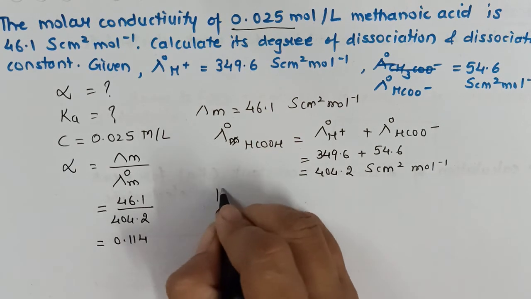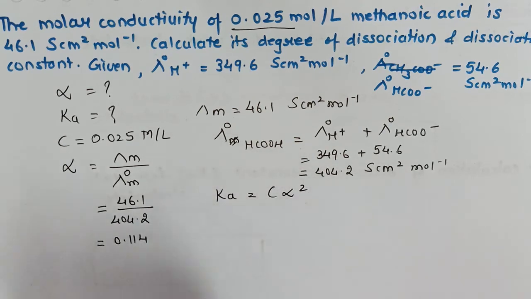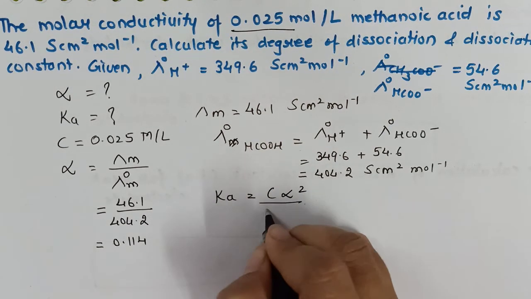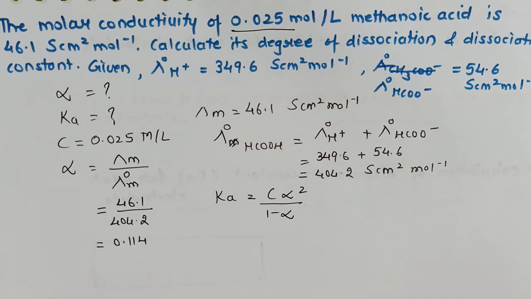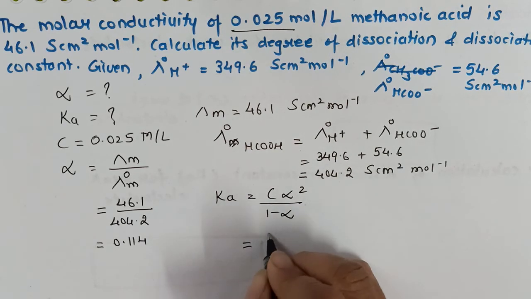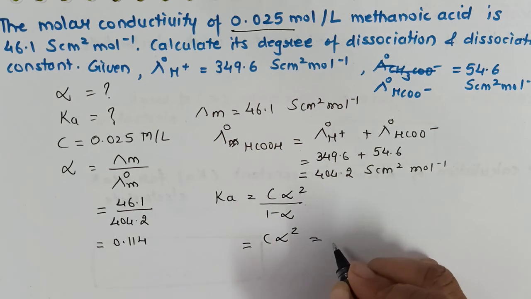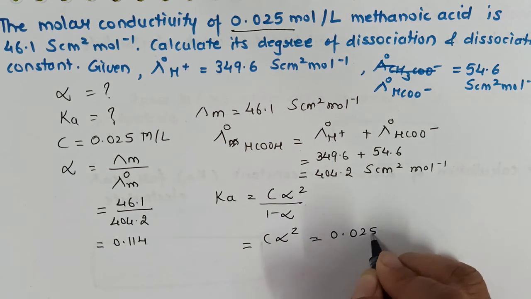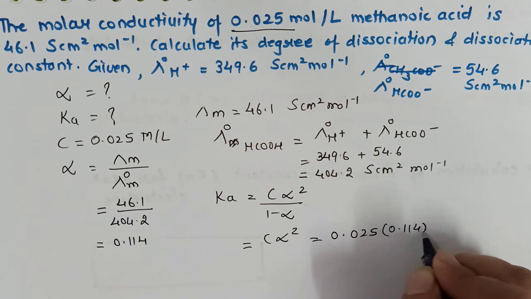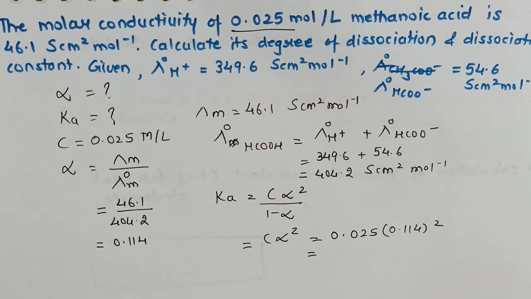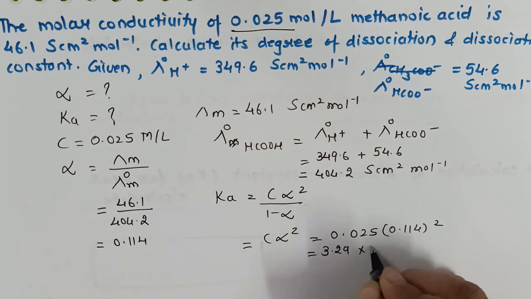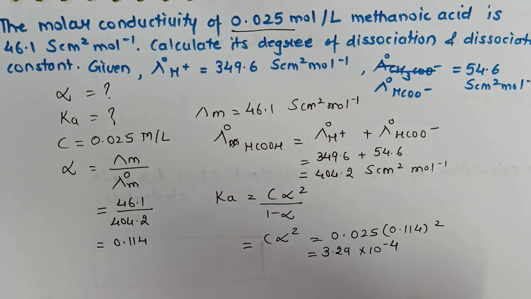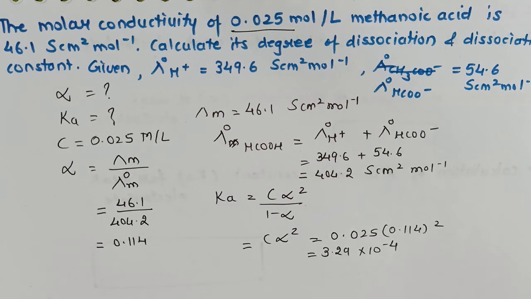Now the value of Ka can be directly calculated as C alpha square upon 1 minus alpha. 1 minus alpha can be ignored, so let us substitute the value for C alpha square, that is 0.025 into 0.114 square. Solving this, we get the value as 3.29 into 10 to power minus 4. So this is how, by using simple formulas, we can calculate molar conductivity, limiting molar conductivity, or solve the numericals related to Kohlrausch law.